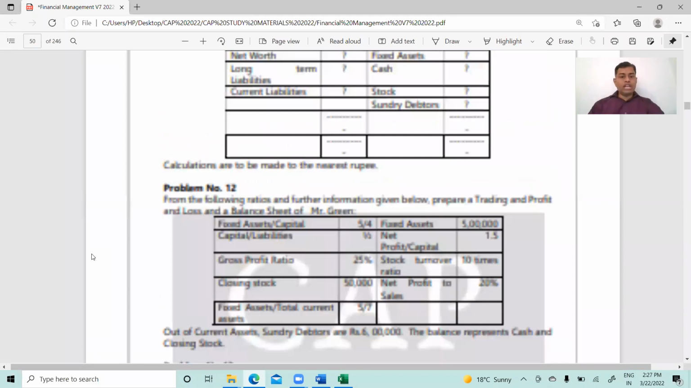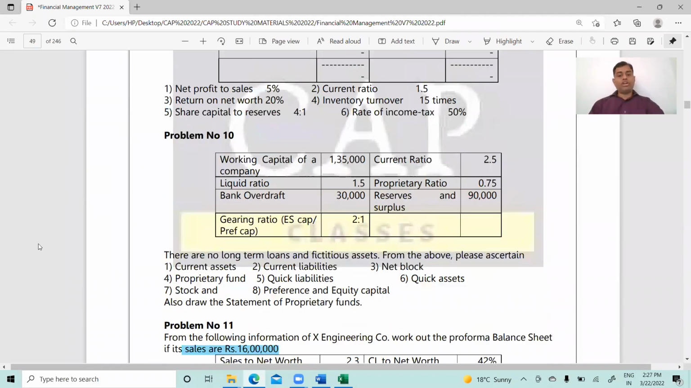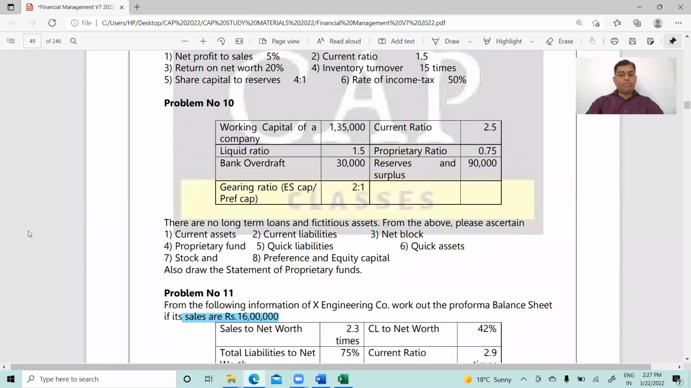So we'll start with question number 10. Note it as a very important model. Very important model. Dharani, read this problem, please.